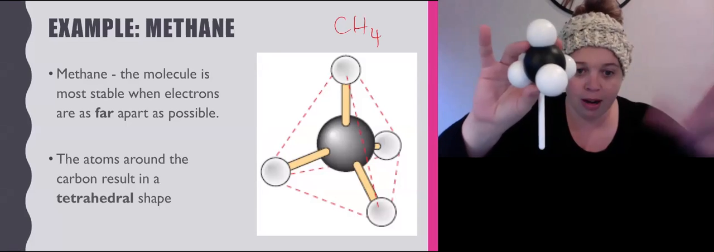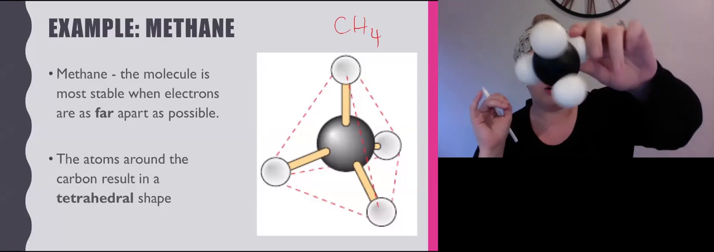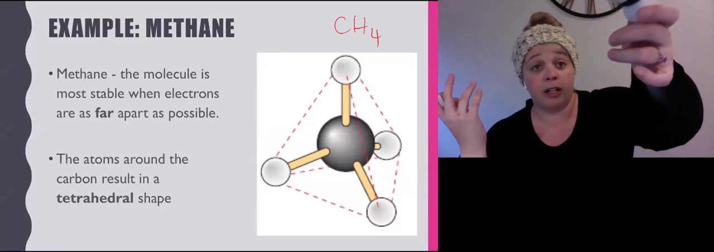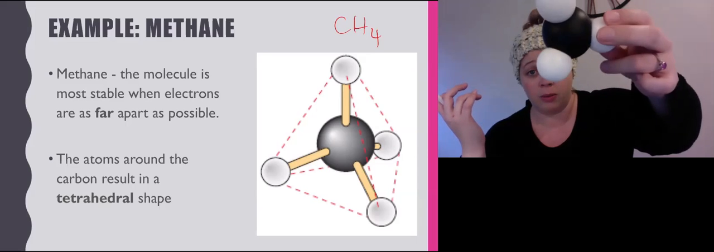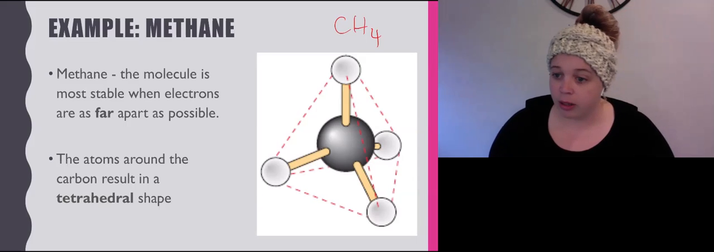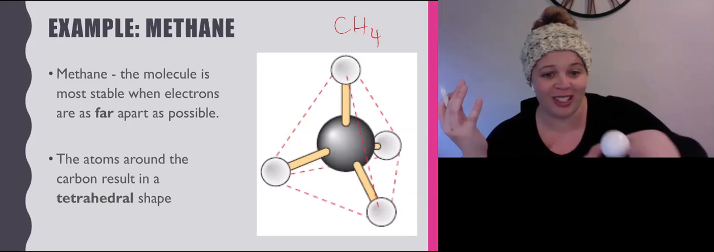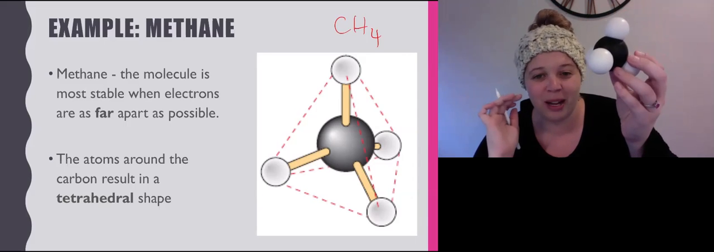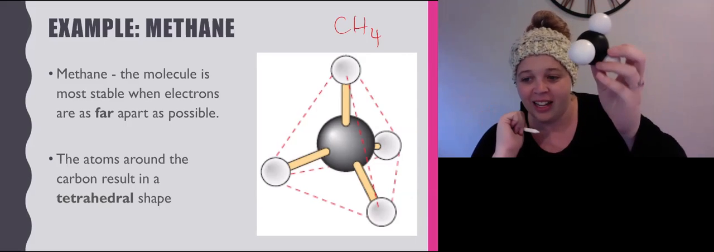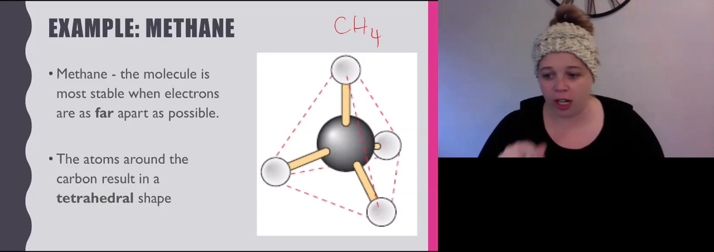Okay, so this is our formula of methane, and this is what it looks like. Big central carbon, 4 hydrogens. Now, it's the most stable when all of those electrons are as far apart as possible. So what is the shape of this one? This one is a tetrahedral shape. Okay, so in your notes, it says example 1, methane. This molecule is most stable when the electrons are as far apart. So the text is all on here. The atoms around the carbon result in a tetrahedral shape.